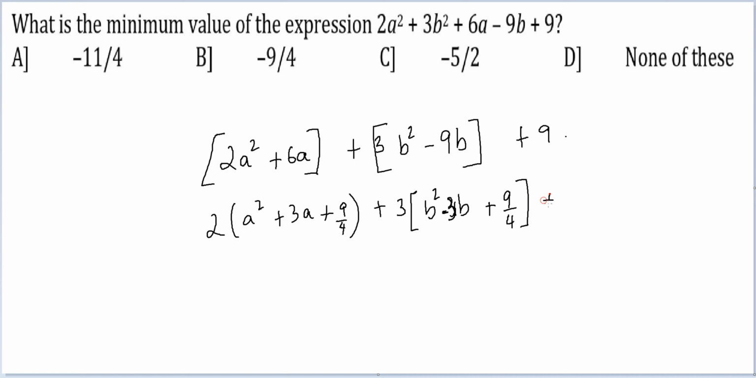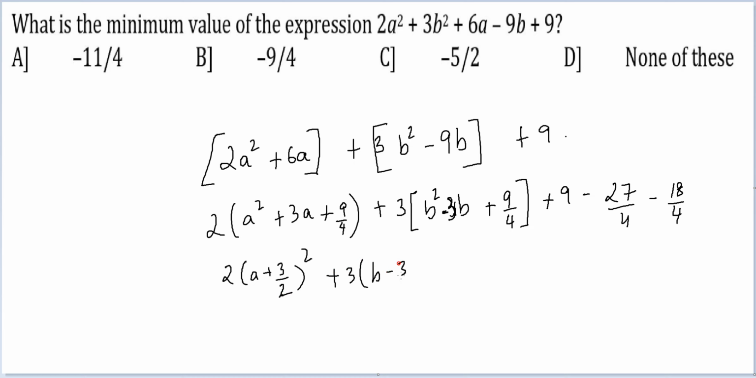So, you're left with plus 9 minus 27 by 4 minus 18 by 4. Okay, or 2 times of a plus 3 by 2 whole square plus 3 times of b minus 3 by 2 whole square plus, what will it turn to? It will turn to minus 9 by 4.